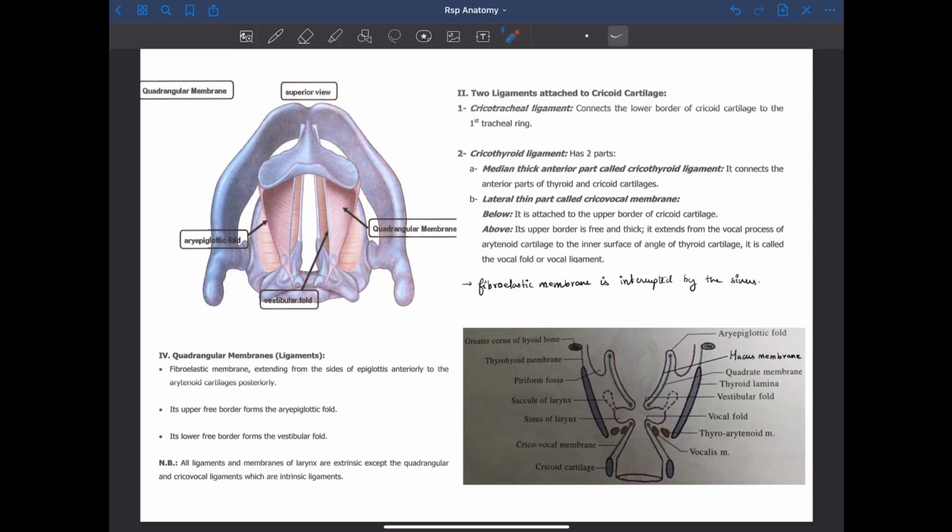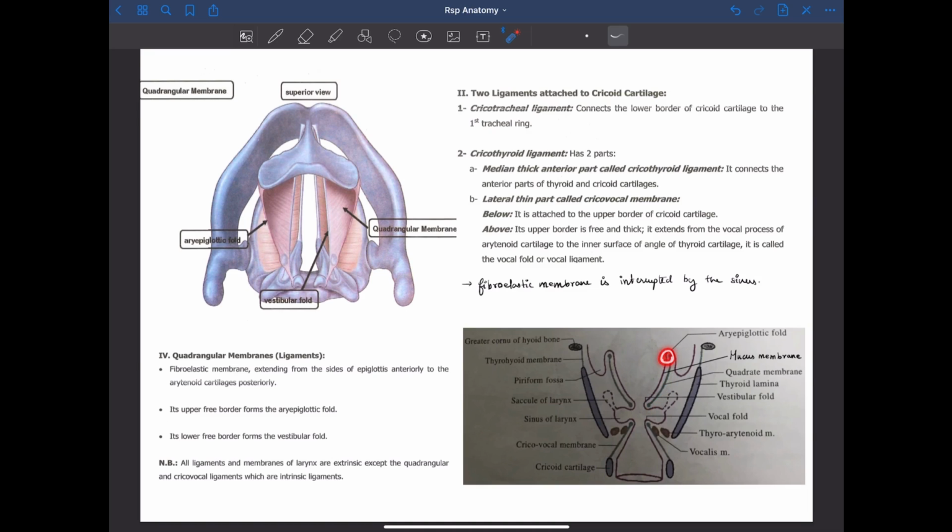And the lower part of the cricovocal membrane is attached to the cricoid cartilage. And you see, this part is free, but this part is attached. It is attached to the cricoid cartilage, okay. Now we have the quadrate membrane.